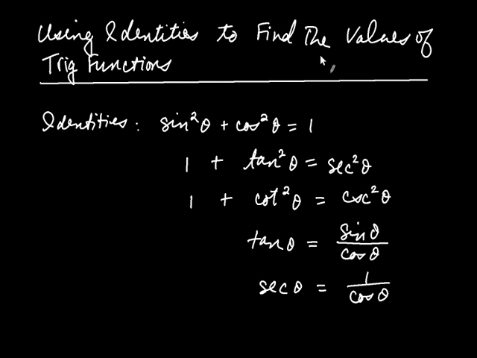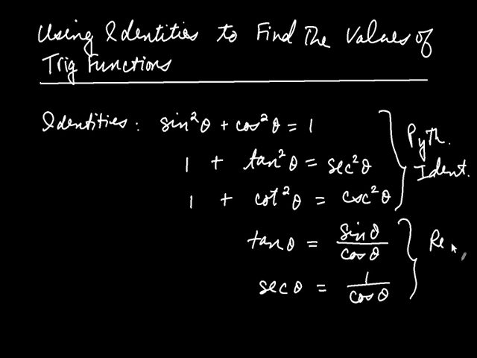Here we're going to talk about using identities to find the values of trig functions. Now here I've written a few identities. The first three identities, these top three, are what we call Pythagorean identities. And the bottom two here are examples of what are called reciprocal identities.